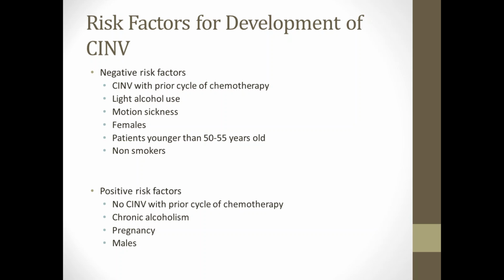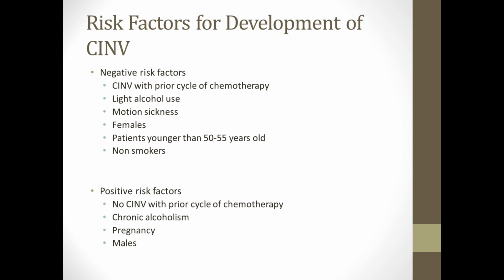Aside from the chemotherapy drugs themselves, which I'll talk about on other slides, your negative risk factors are going to be having nausea and vomiting from a prior chemotherapy cycle. This is a big thing. If you have a patient that develops nausea and vomiting on their first ever cycle of chemotherapy, they'll usually go on to have it on subsequent cycles. It can sort of become a runaway train.